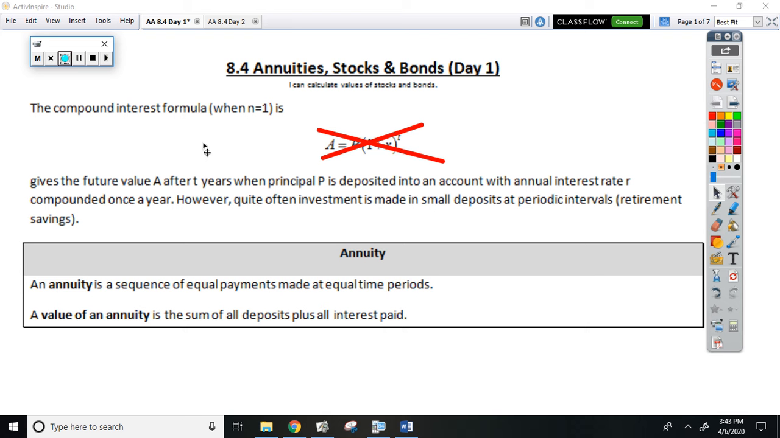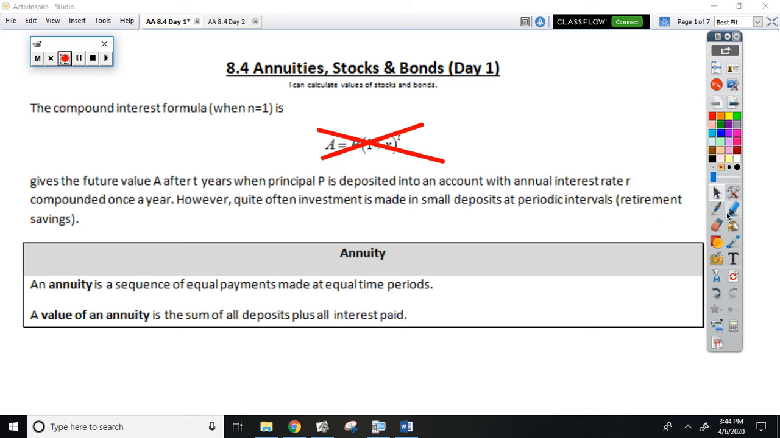All right, so in our last section, we looked at compound interest formulas. Today, we're going to be looking at annuity formulas. Go ahead and cross off that first formula sheet if you're using the note sheet. That was the formula that we would use if you're just depositing something once a year.